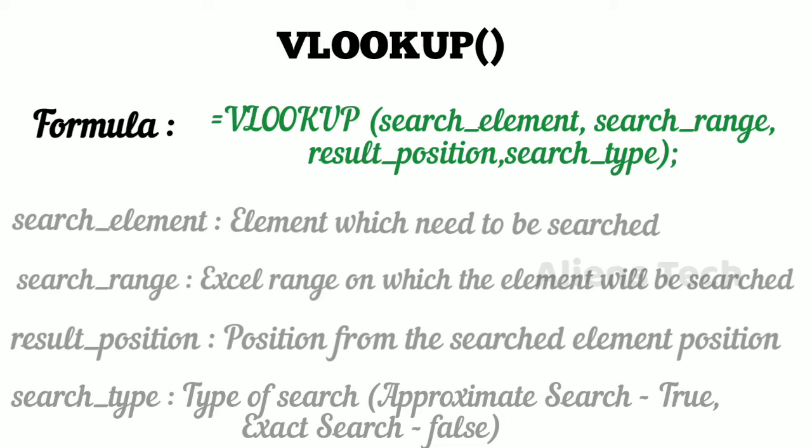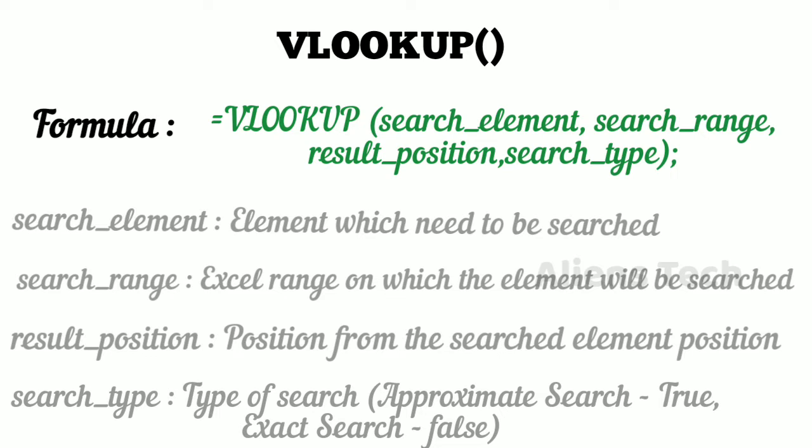The third one is what value should be returned and from which position. So the third parameter is a result position, and the fourth parameter is a search type. This is an optional parameter, and the search type can be approximate search or exact search. By default it is an exact search. Exact search is the false one.